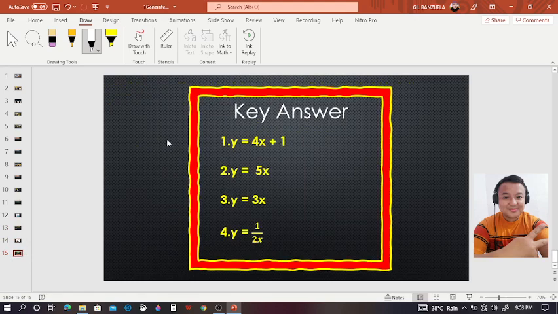Here are the key answers for this set of exercises. For number 1, we have y equals 4x plus 1. For number 2, we have y equals 5x. For number 3, we have y equals 3x. And for number 4, we have y equals 1/2 x.